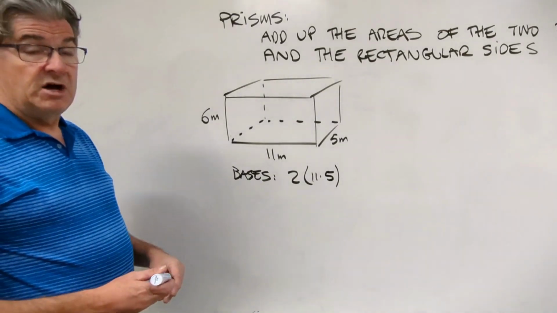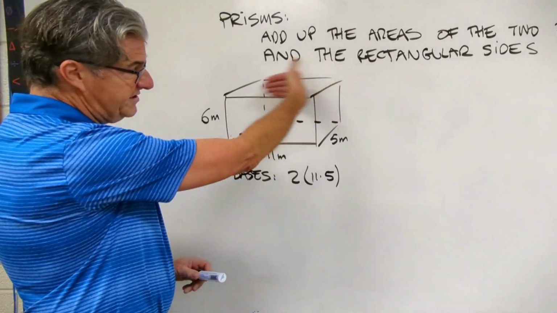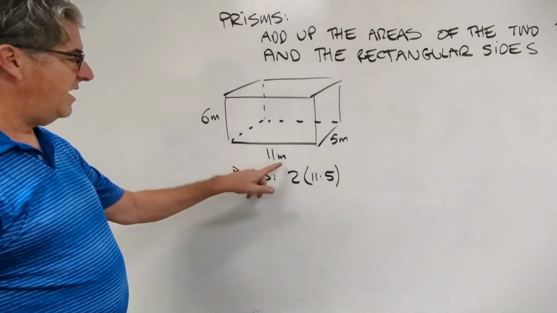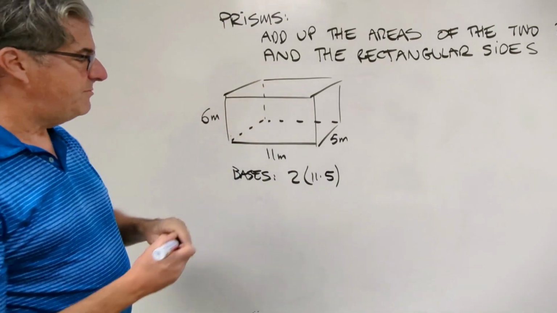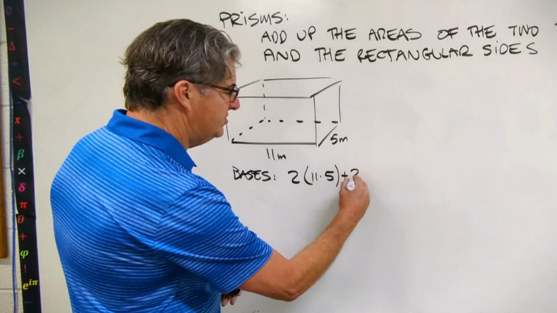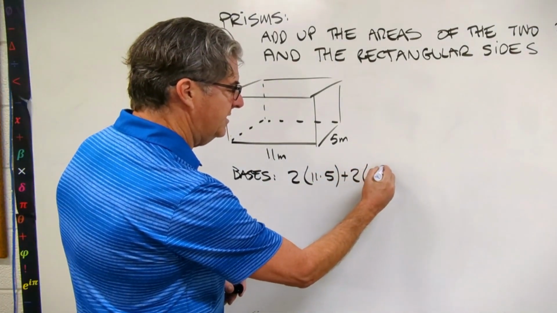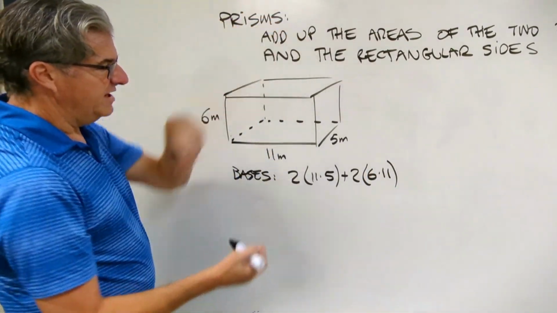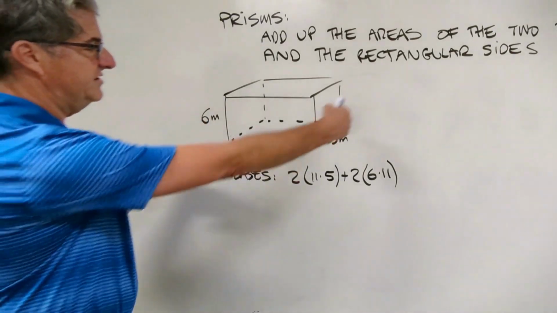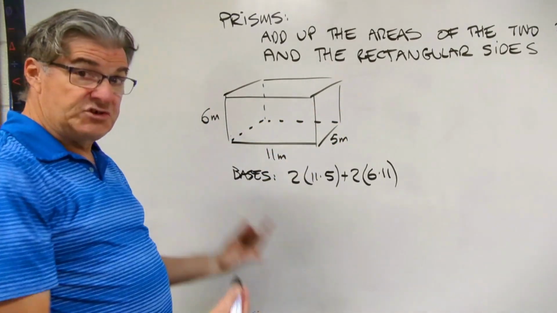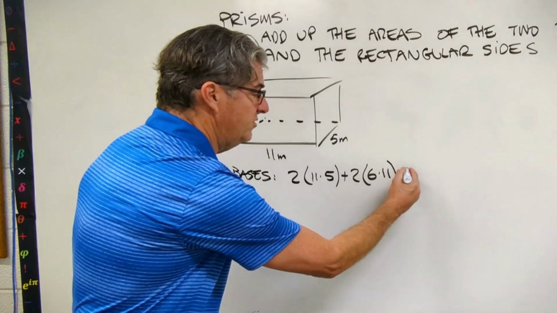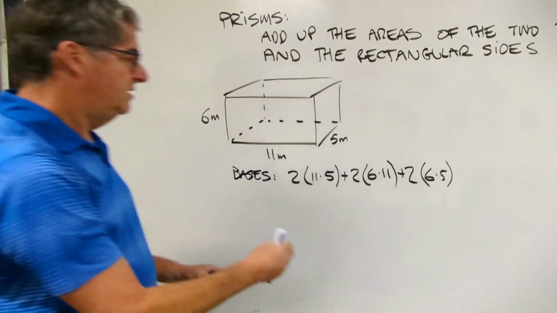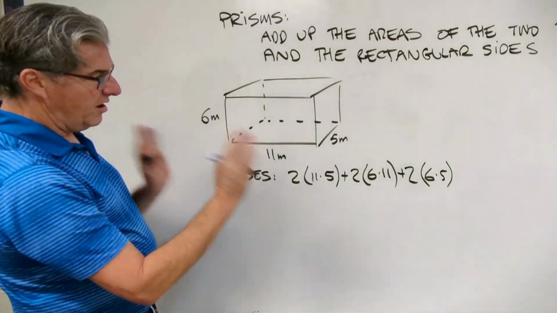Now I have my rectangular faces going around. This front face is 6 by 11, but it's the same as the back face. So we're going to add 2 times 6 times 11. That took care of the front and the back face. And now we have our 2 side faces, this one and that one, and they're the same. So we're going to do 2 times 6 times 5. So here we go, we've got all 3 faces.